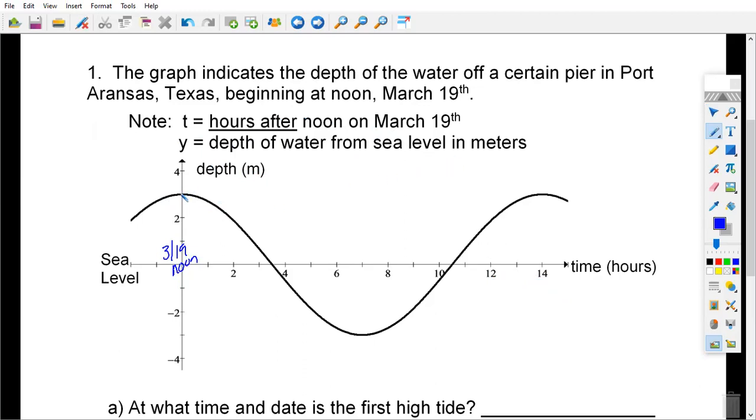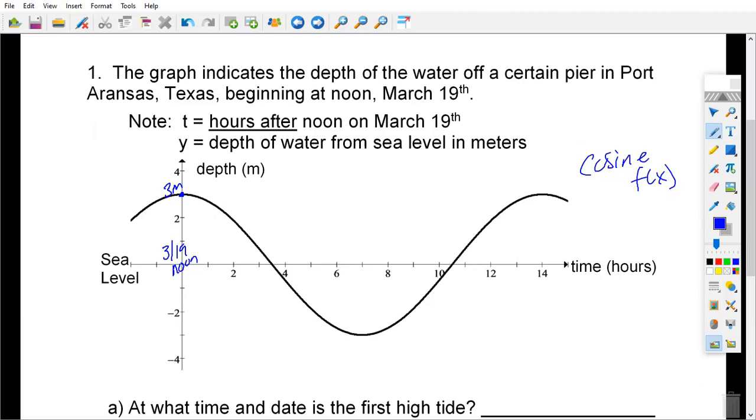Okay, so here at noon, what is the depth of the water? 3, and we are above, right? So this is 3 meters above sea level. That's how you read the graph. When you look at this graph, what shape is the data making? A cosine. We can see that we have a cosine function, right? Does everyone see that? Okay.